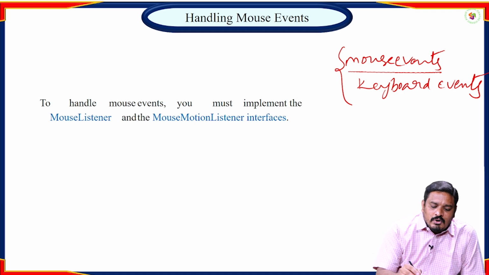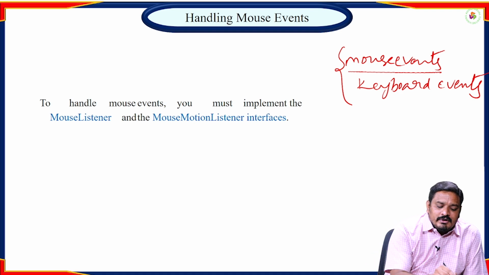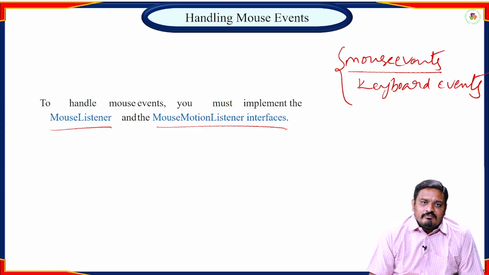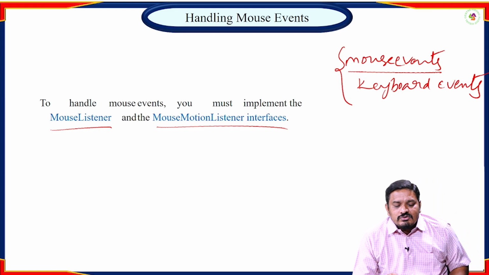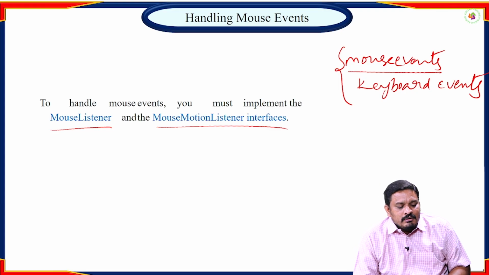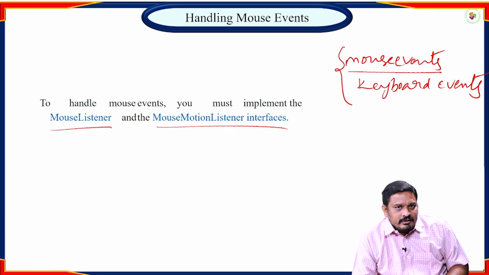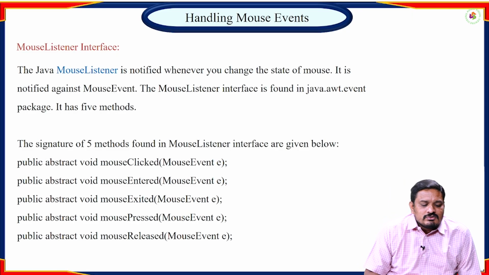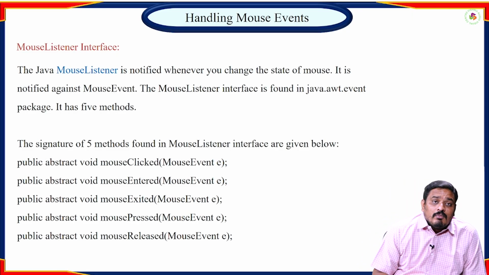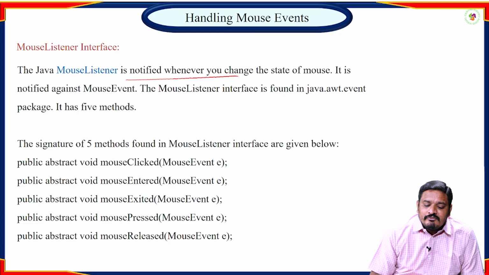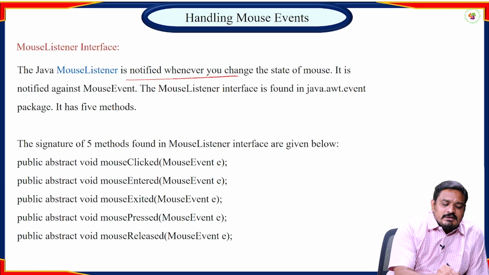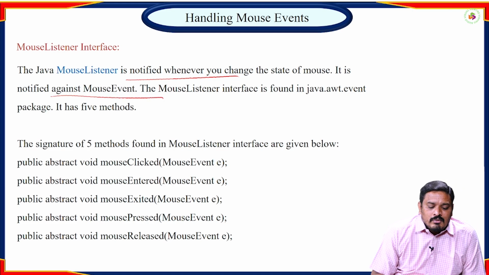To handle the mouse events, we must implement the MouseListener and MouseMotionListener interfaces. Well, coming to the MouseListener interface. What do you mean by the MouseListener interface? The MouseListener interface is notified whenever the state of the mouse changes, against the mouse event.